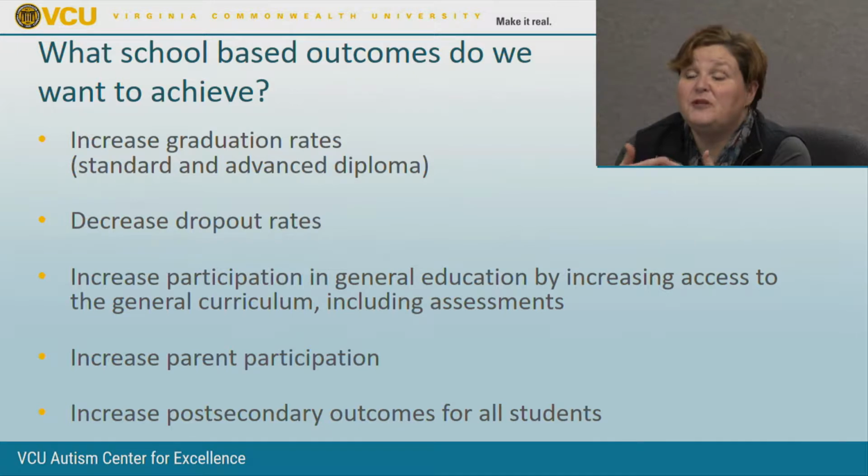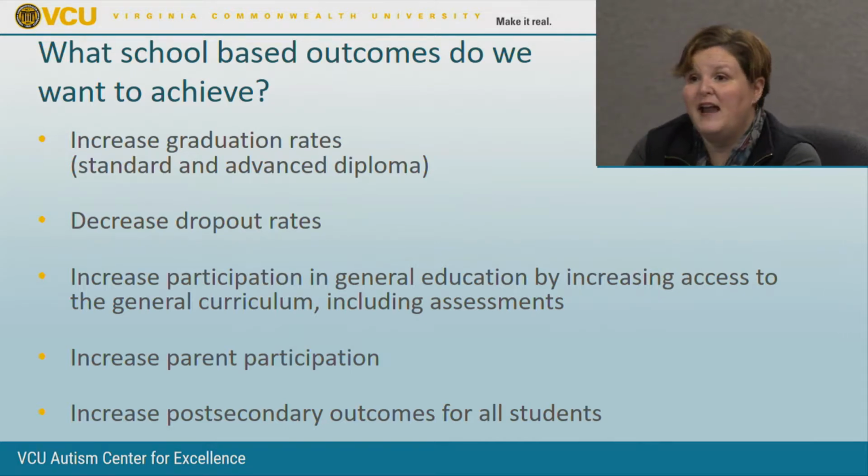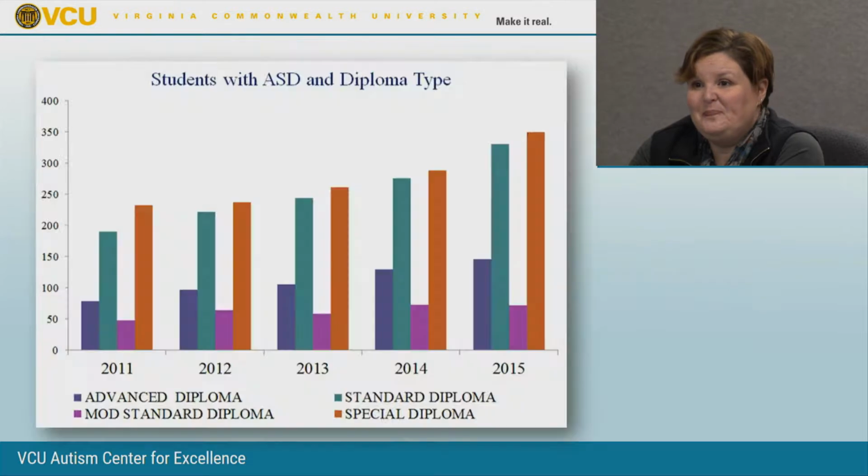We want increased participation in the general education setting by increasing access to the general curriculum, including assessments and all of the standards of learning that everyone else is getting. We really want to increase parent participation as well. And inclusionary practices allows a welcoming environment so that parents feel like they're welcome to participate too. We also want to increase those post-secondary outcomes for all students. So being able to enter into training beyond high school is important and an outcome that we're looking to see.